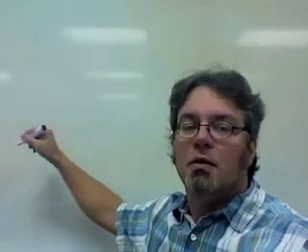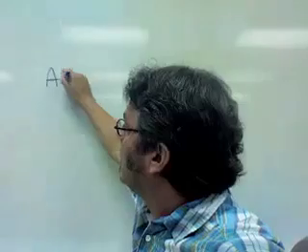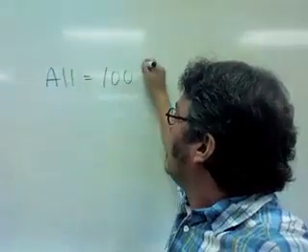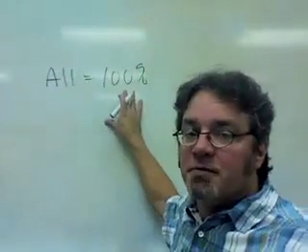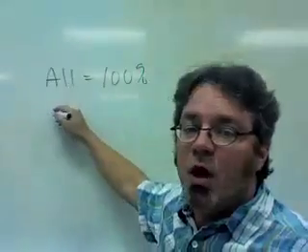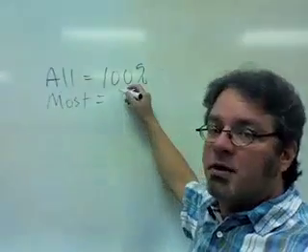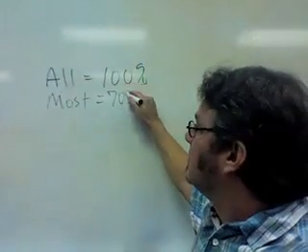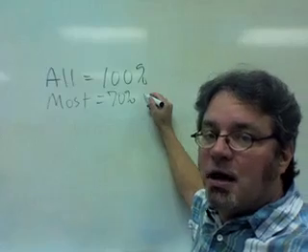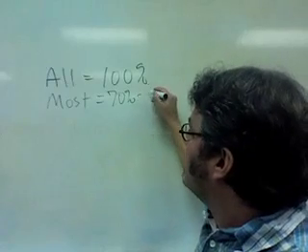In this video, you'll learn about quantifiers or pronouns all, most, some, and none. Use all for 100% of something. Use most for a majority, so it could be 70%, 80, 90, 95%. It's going to be a large number.